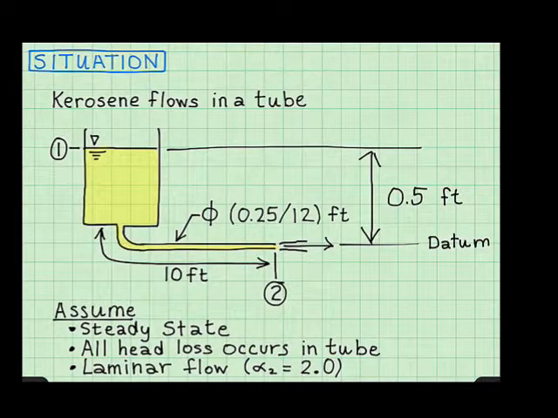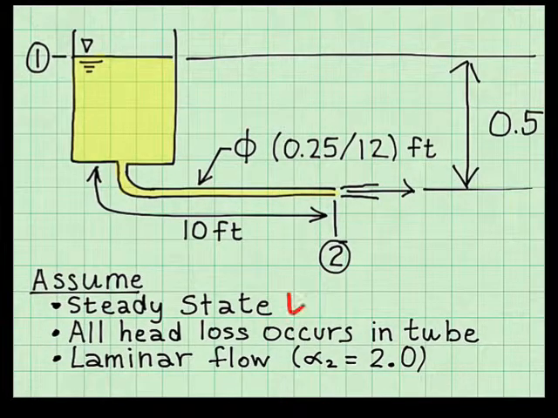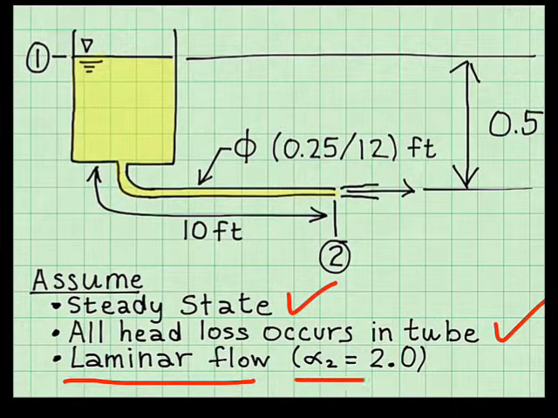As always, I document my work. Notice that I convert diameter to feet, and these sections and the datum, I added these later when I hit that part in my problem solution. I assume steady state, which means that the properties stay constant with time. That's not quite true, but it works really well for this problem. I documented the problem assumption: all head loss occurs only in the tube. And since I assumed laminar flow, I'm going to use a kinetic energy correction factor at section 2 of 2.0.